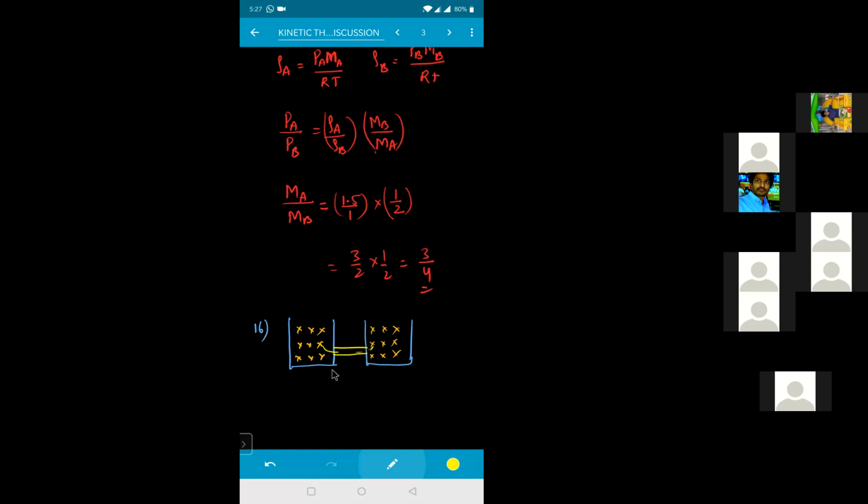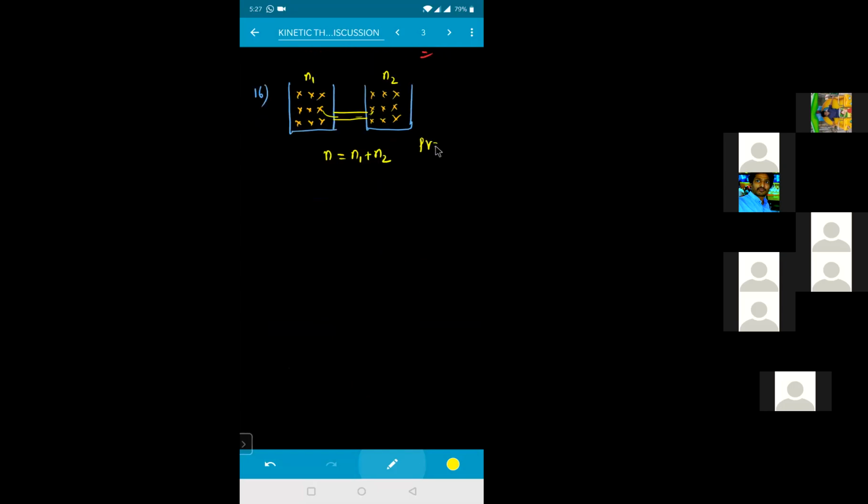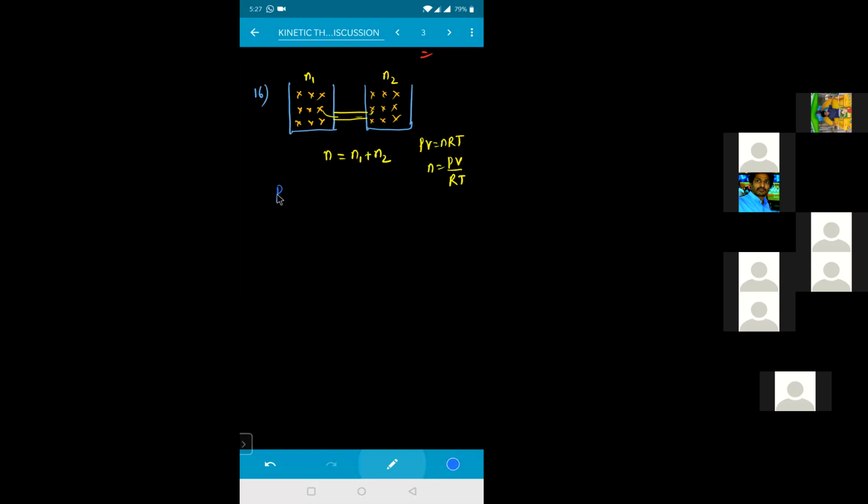From the ideal gas equation, the number of moles in this one is, say, N1 and in this one is N2. So I can write the total number of moles equal to N1 plus N2, Dalton's law. We know the relation PV is equal to nRT, so n will be equal to PV by RT. So I can write for this relation: P1 V1 divided by R into T1 plus P2 V2 divided by R into T2 must be equal to P, the total volume V1 plus V2, divided by R into the common temperature, say, T0.